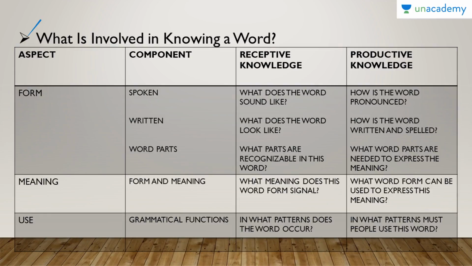What is involved in knowing a word? There are 4 aspects to knowing a word. One is the aspect, one is the component, third is receptive knowledge, fourth is productive knowledge. Let's see how this affects a word.